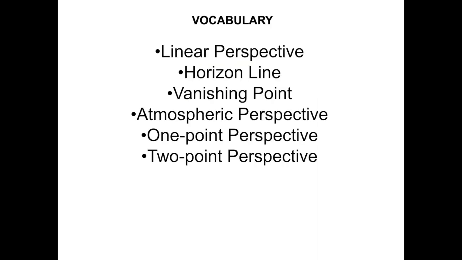Perspective. This is the art of trying to make something look more realistic rather than just a basic flat drawing. In this unit, we're going to have some vocabulary. Linear perspective is what we use to make two-dimensional objects look more three-dimensional. We're going to do this by using a horizon line, a vanishing point, and all of these perspective lines. We'll also talk a little bit about atmospheric perspective and 1-point and 2-point perspective.